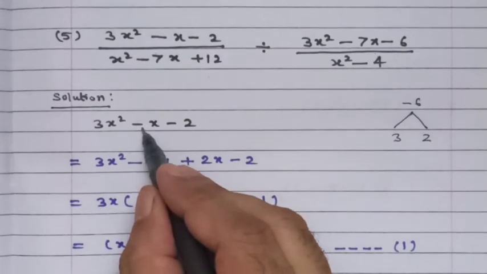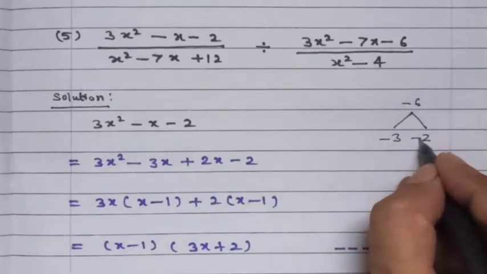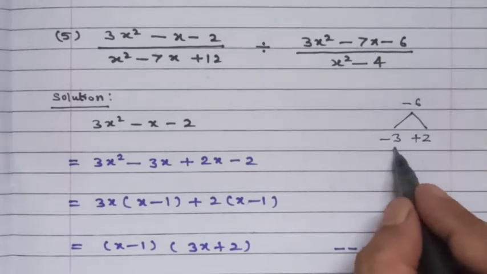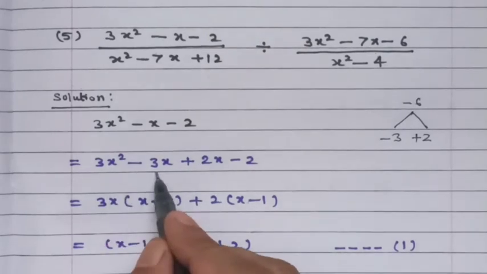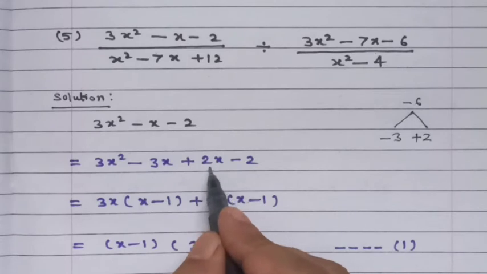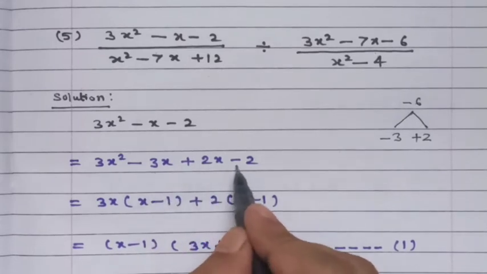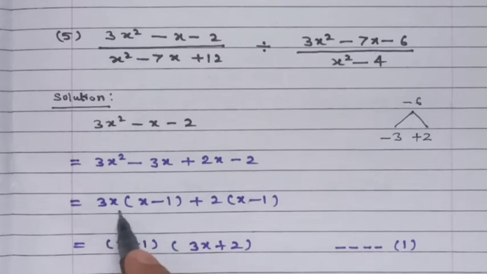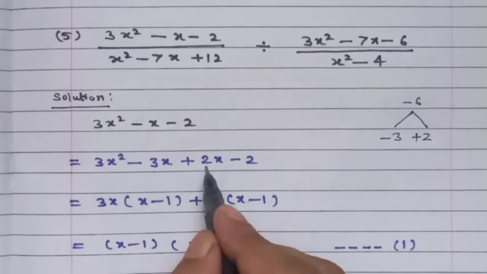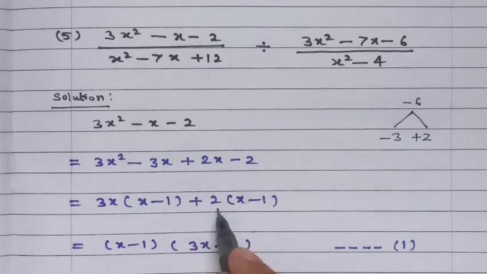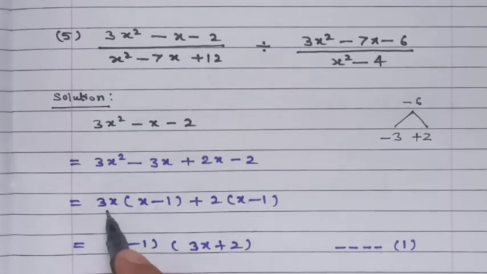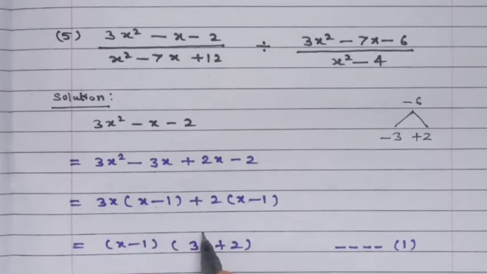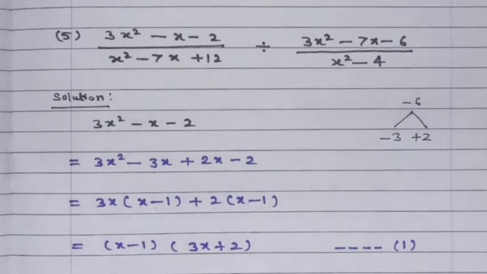The middle term has a minus sign, so minus will go to the bigger factor and plus goes to the smaller, so minus 3 plus 2. Now this is equal to 3x square minus 3x plus 2x minus 2. Now take common 3x, you get x minus 1, plus here 2 is common, and x minus 1. You are having x minus 1 common, so write x minus 1 into 3x plus 2. Mark it first.